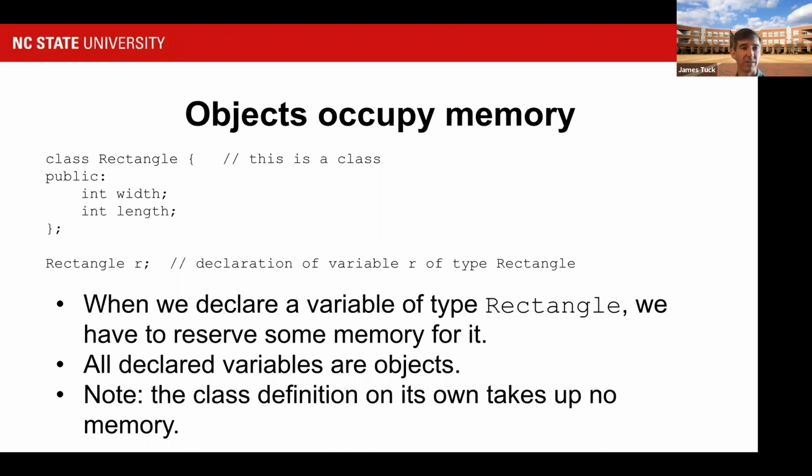The class itself takes up no memory on its own. If you just declare a bunch of classes, but you don't make any variables of that type, they take up no memory, and no memory is used in your program. Which is why you can include a bunch of header files in a C or C++ program, and as long as you never declare a variable of those classes you include, they take up no memory. They're not going to be part of your final program.